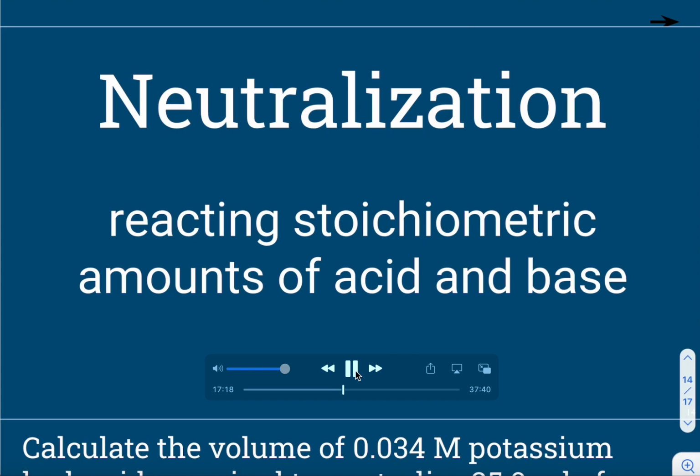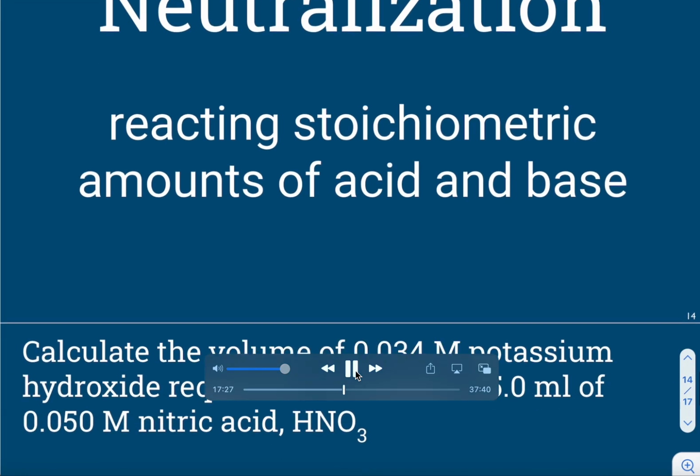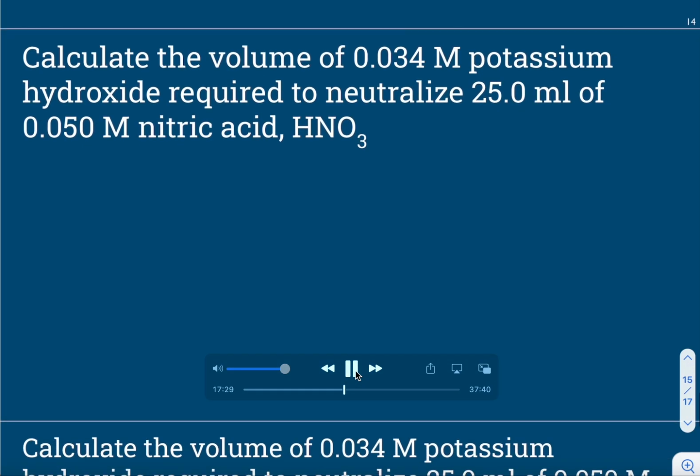When we start to get to less than full, that's something called titration. We will get to that. That is where the real work in this unit is going to be. So here's a problem that we're going to do. Calculate the volume of 0.034 molar potassium hydroxide required to neutralize 25 mLs of 0.05 molar nitric acid.